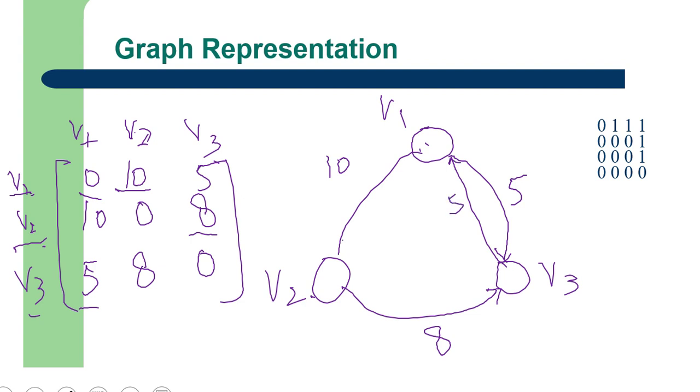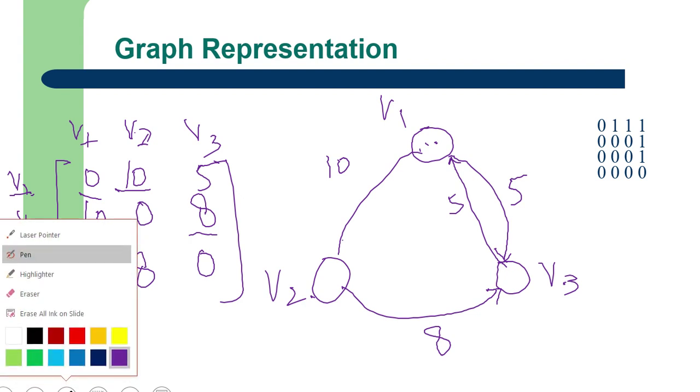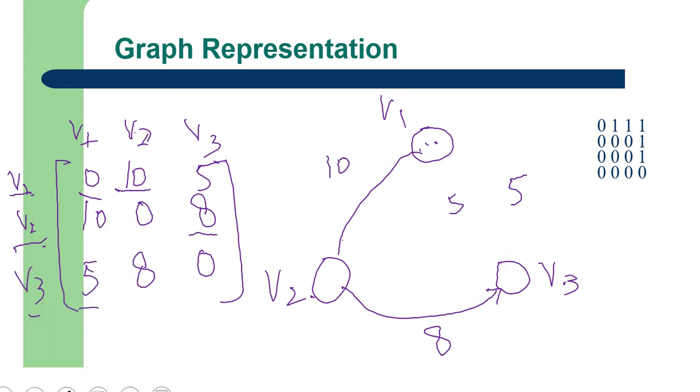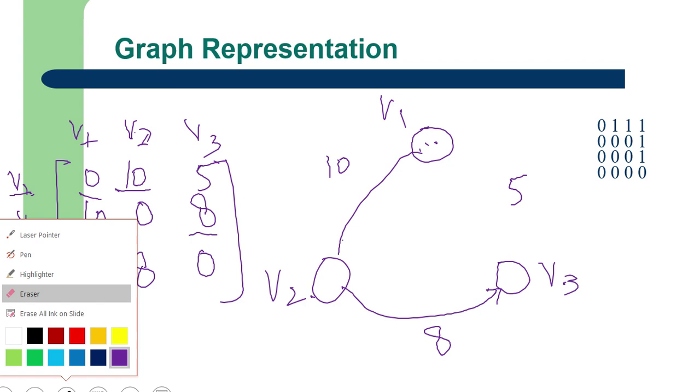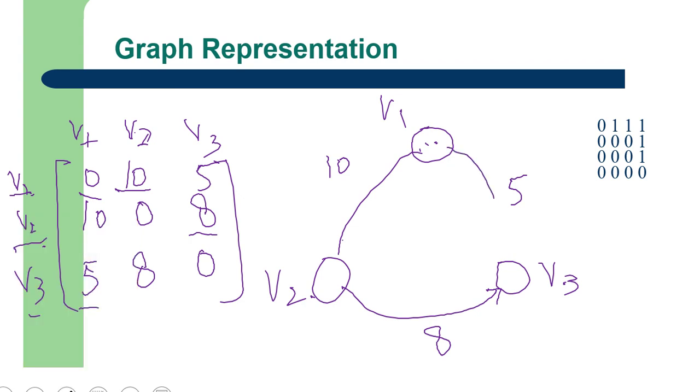As we know, we can move from vertex v1 to vertex v3 and from vertex v3 to vertex v1, we can replace this with a single line and we put here the value 5. So in this case we have replaced this with an undirected line and the total cost is 5.